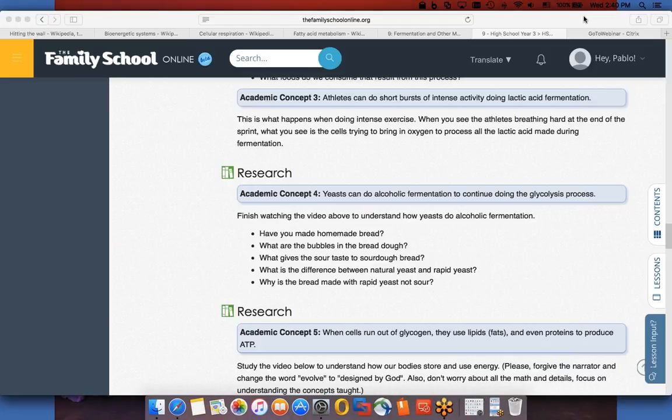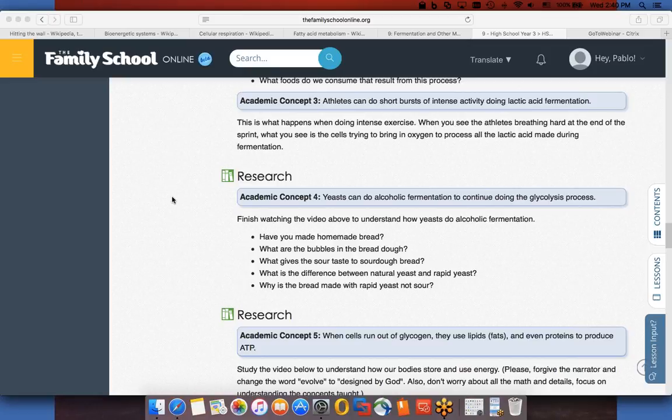So academic concept 4 is yeast can do alcoholic fermentation to continue doing the glycolysis process. I didn't get to watch the video above, but I know they use yeast in homemade bread to make the bread rise. It's what gives the bread its shape. The yeast, when you get it in the package, is almost like a living thing that you just put in the freezer. Then when you mix it with the bread and cook it, it helps rise the bread.